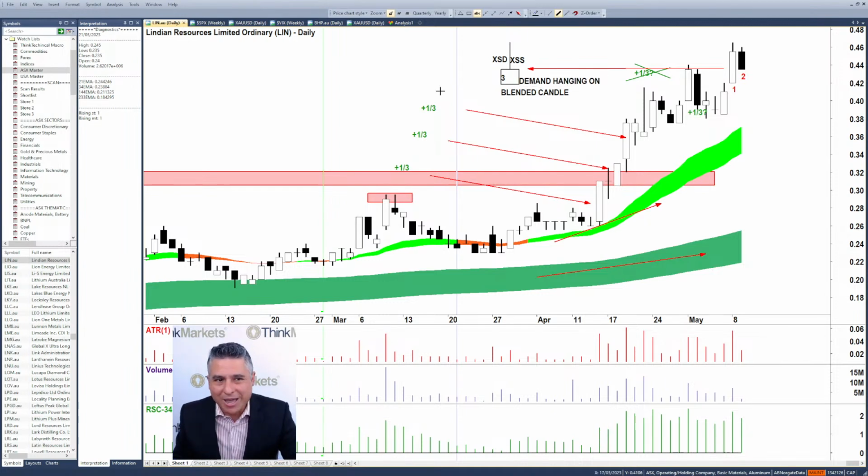Okay, now do you want demand hanging on, or do you want demand being really forceful? No, that's up to you. I don't think it's enough. Candle 3, the blended candle 3, is not enough to call it a minus 1/3 just yet.